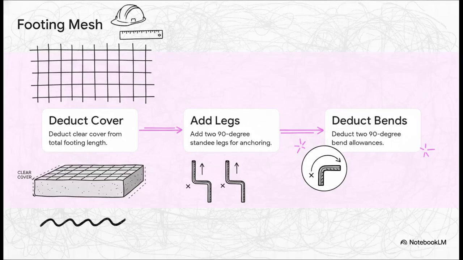For an isolated footing mesh, the process is incredibly similar. You're really just applying it to an X and Y grid to get the total length for your bottom bars. You start with your total footing length, subtract the clear cover from both sides, and then add your two 90-degree standee legs. These are often around 150 millimeters, which do the critical job of anchoring the mesh against lifting during the concrete pour. Just whatever you do, do not forget to subtract those two 90-degree bends at the corners.